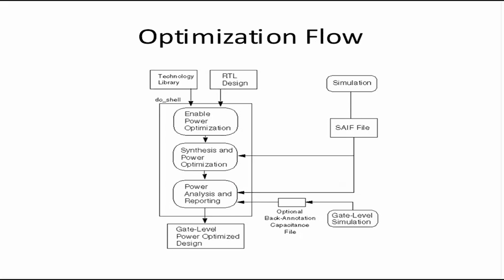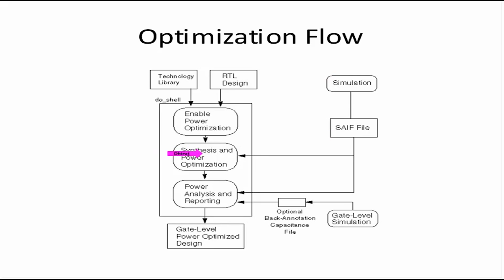So this is the optimization flow. It's very similar to a regular Design Compiler optimization flow. The only thing extra is power. Technology library and RTL design are staples here. We will need that definitely. We have to just enable power optimization. We will see how we can do that. Then we do synthesis and power optimization. So see, simulation here is feeding this SAIF file. So this is called the switching activity file. It goes as an input before the synthesis takes place.